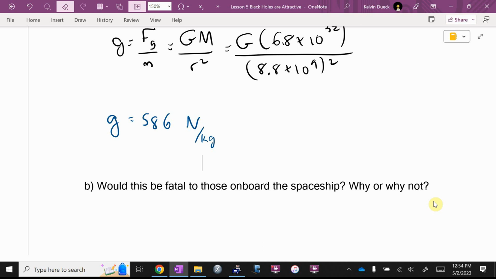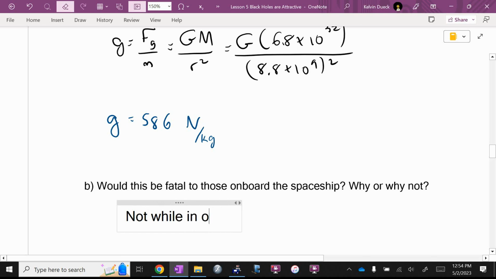Would this be fatal? Yes or no? Why is the answer no? They're orbiting. Are they feeling the gravity at all? No. Not while in orbit. Now, where it would be challenging is when they came into orbit or when they left orbit. So really, for me to make this work, we would have to have some kind of Star Trek transporter technology that can beam the ship there at the correct speed. Then you'd be fine. Once you were there, you wouldn't feel the gravity at all.